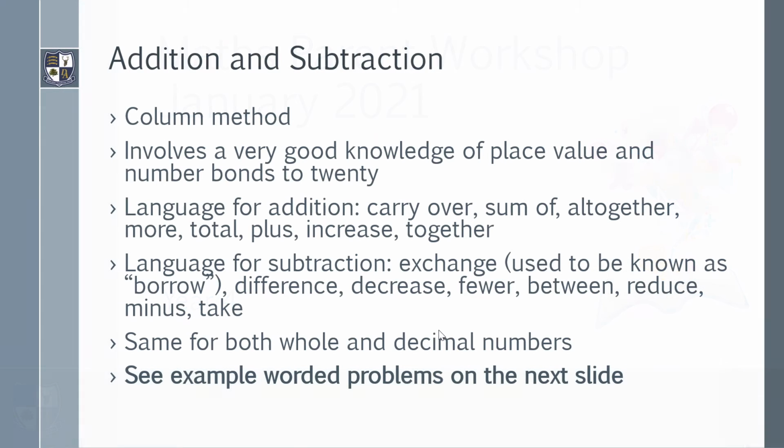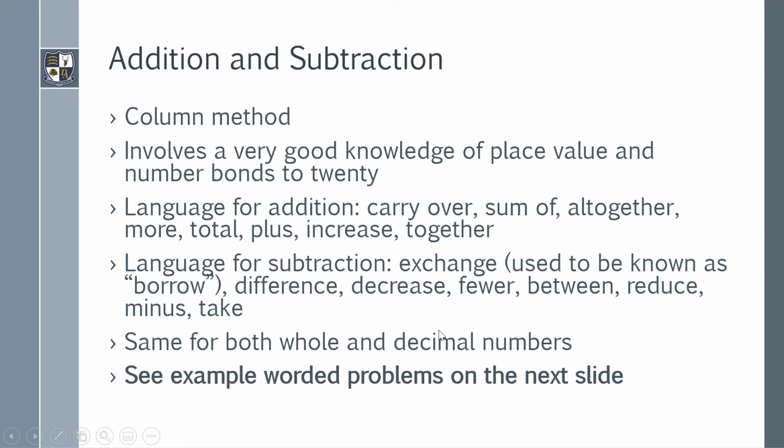Now we're going to first look at addition and subtraction. We use column method. This is essential that they write the place value columns above, so whether it's the thousands, the hundreds, the tens or the ones. It involves a very good knowledge of this place value structure and their number bonds to 20.